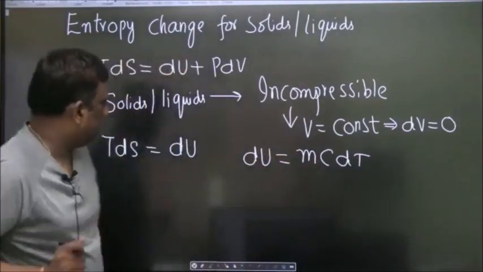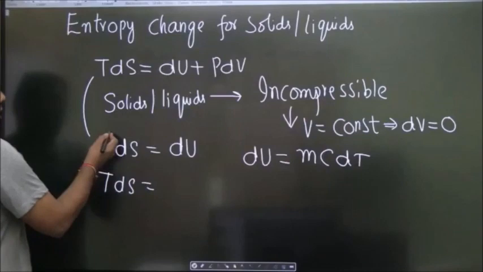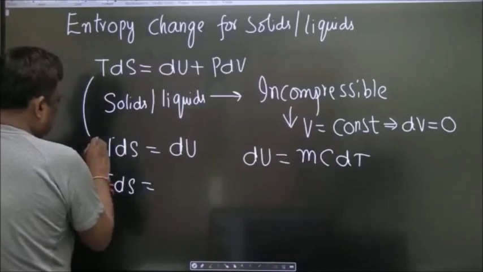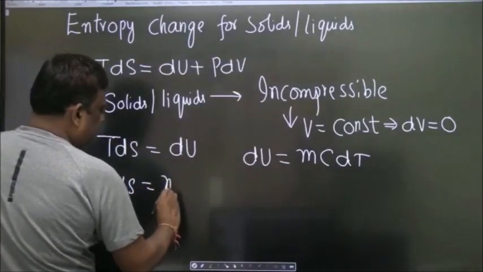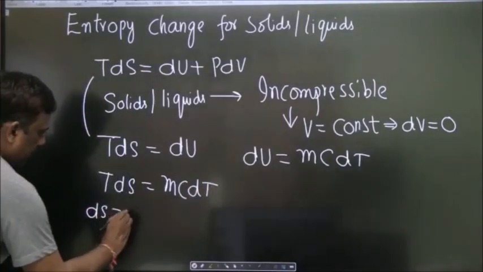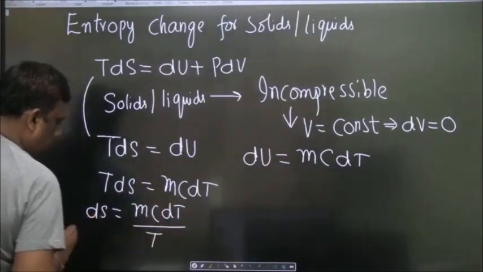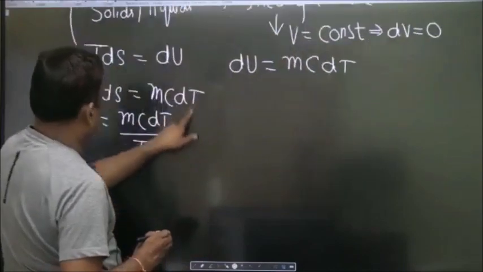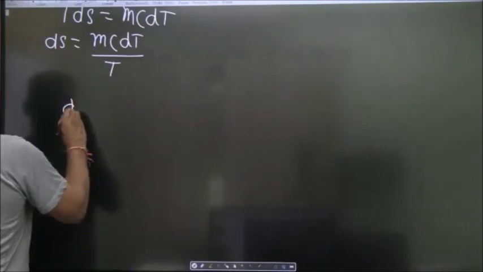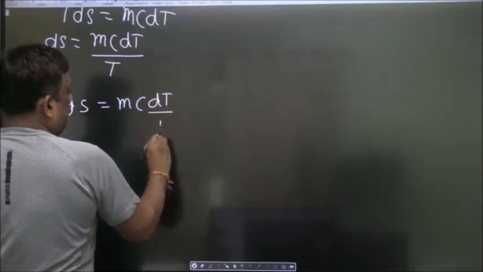Therefore, I wrote this. Now, in entropy, all temperatures are in Kelvin. Long back I told you, keep it in mind. TdS is dU. What is dU? mc dT. So dS is equal to mc dT by T. Okay, no problem at all. Let us proceed, my dear students. Please note down that these temperatures are in Kelvin.